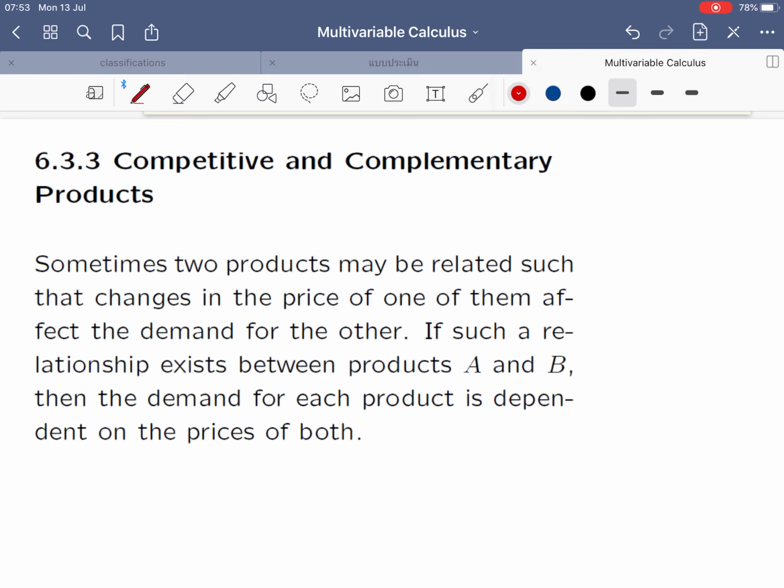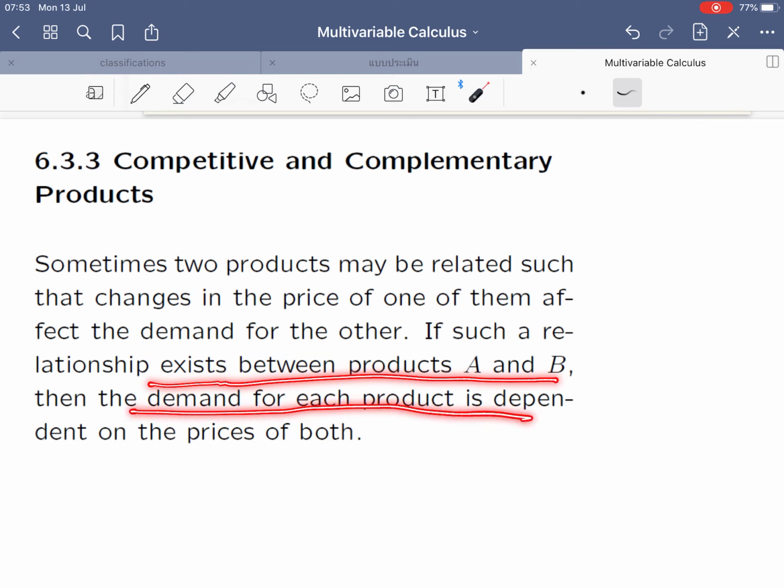It says that sometimes two products may be related, such that changes in the price of one of them affect, of course, the demand for the other. If such a relationship exists between a product A and a product B, then the demand for each product is dependent on the prices of both.